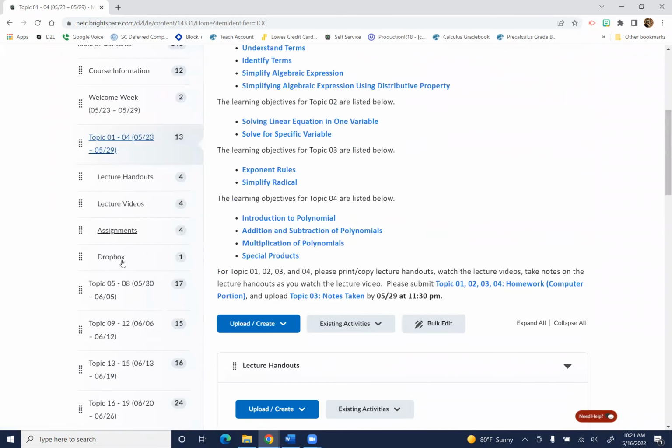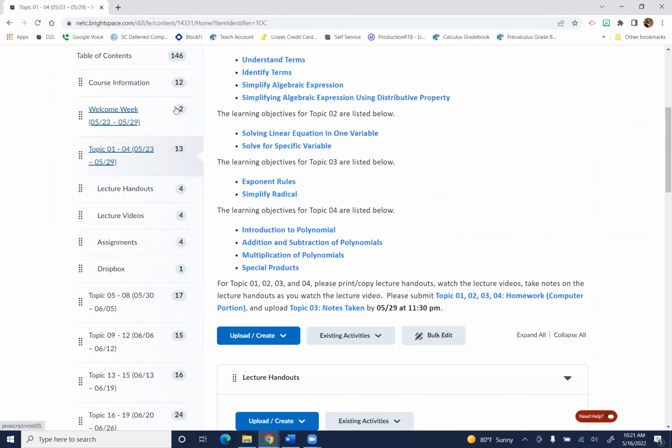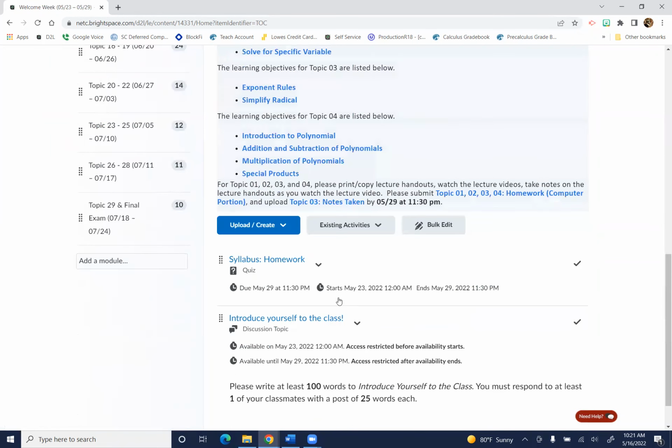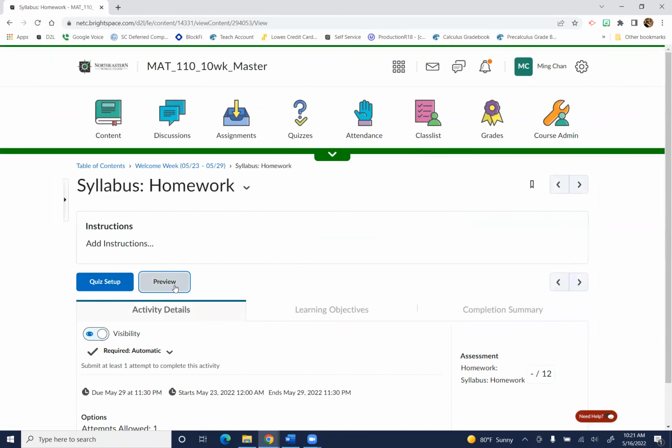so let's go over this syllabus homework, and I will type out the answer for you, so you can just type it out when you do it.